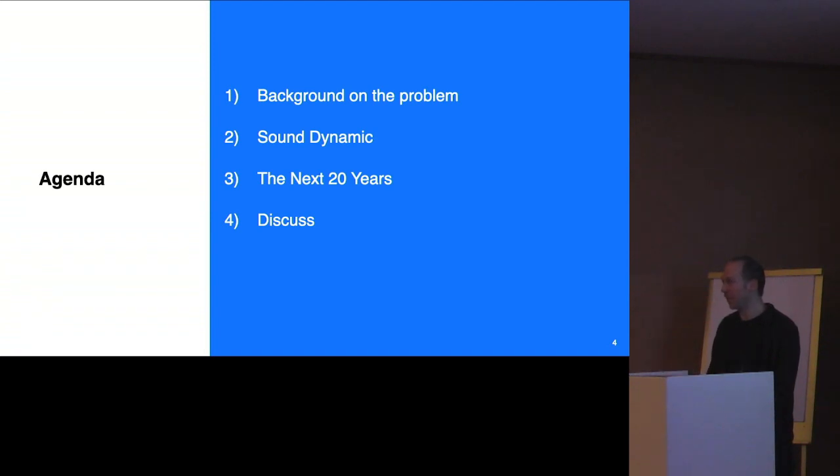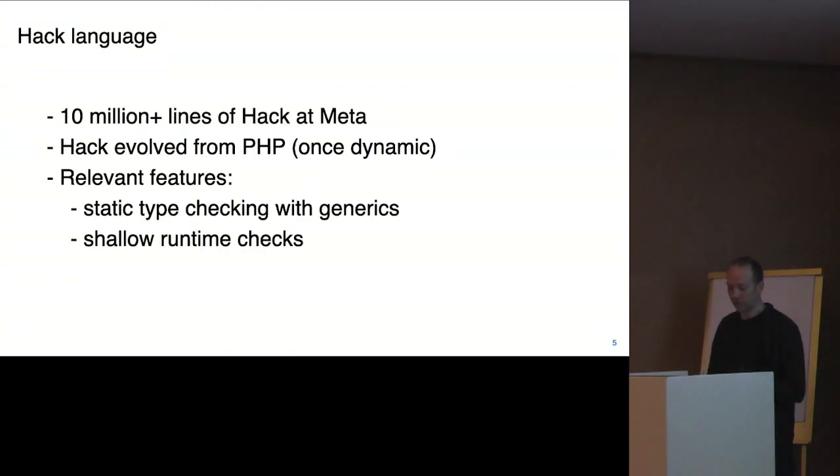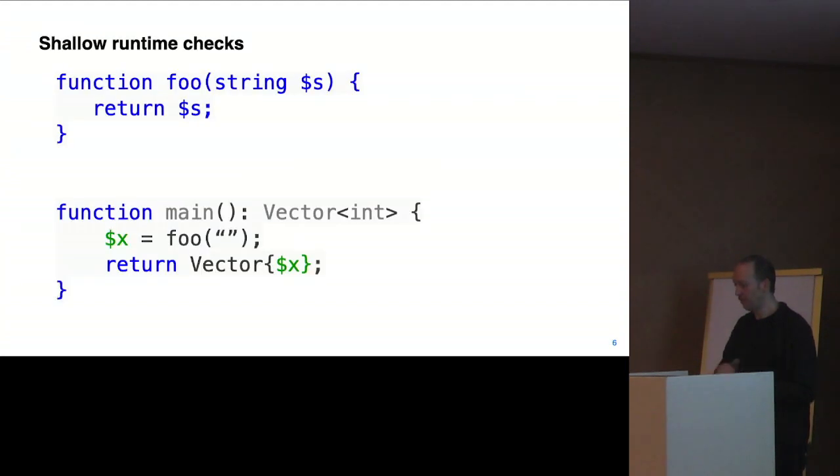This is the Dynamic Languages Symposium, and I think there's a place for dynamic languages. I can say why Hack, our language, got less dynamic over time. We have much more than 10 million lines of Hack at Meta, most of it in just a single code base. So you can see how it might be difficult to make changes. Hack evolved from PHP, a language that was once fully dynamic. Some features that are relevant for this talk are that Hack has static type checking with generics, and it also has shallow runtime checks. And I'll say what those are very soon.